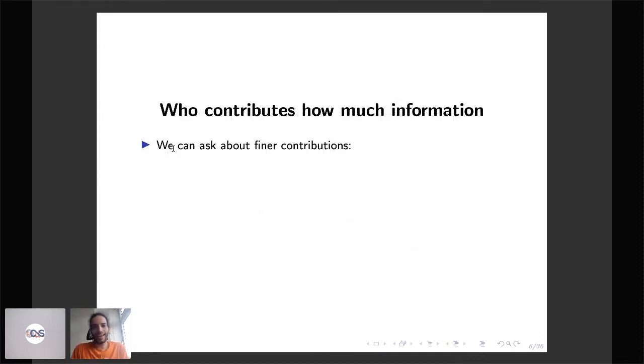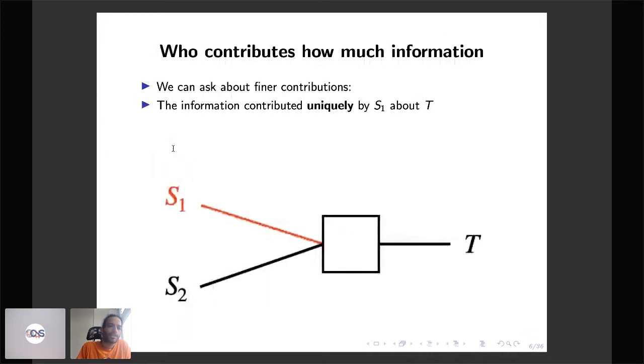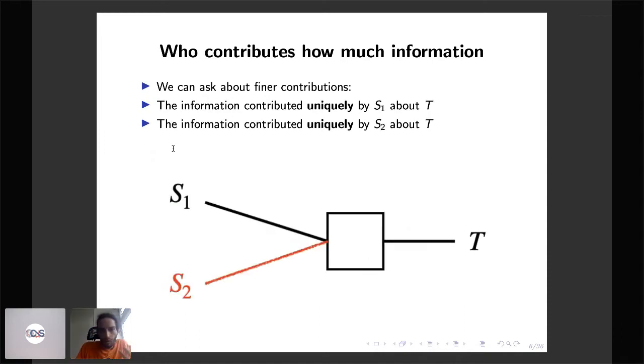But we can also ask something much deeper. We can ask about finer contributions here. So we can ask what information can be contributed uniquely by S1 about T. This information we can only get by looking at S1, not by looking at S2, not by looking at anything else. So this information is bound to S1, and it's information about T from S1. And similarly, we can say that about S2.